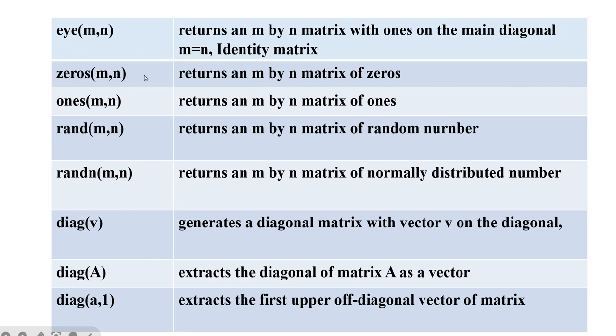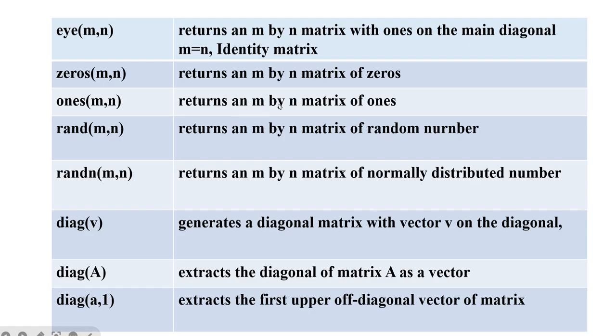Next is zeros of m comma n. Here it will return an m by n matrix of zeros. So here it will create an m cross n matrix. That is, the order of the matrix will be m cross n. M will be the number of rows, n will be the number of columns, and all the elements of this matrix will be zeros.